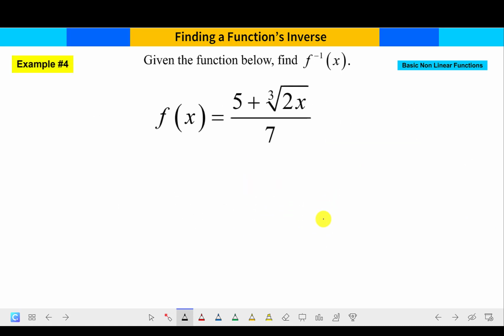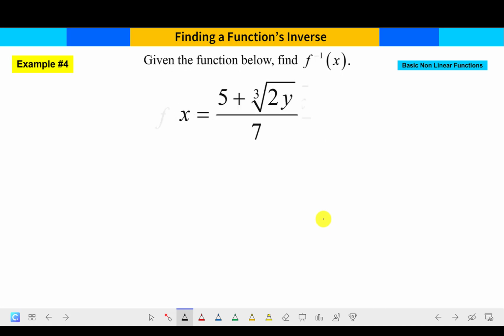Okay, let's try another one. Please pause and give this guy a shot. Okay, so I'm going to go ahead and go. I already switched variables here, and I'm trying to get y alone. So the first thing I'm going to do is multiply both sides by 7 to get rid of that. So clearing that, I'll have 7x equals 5 plus. Now for this, I'm going to use this definition, raised to the 1/3 power. Hopefully you're okay with that.